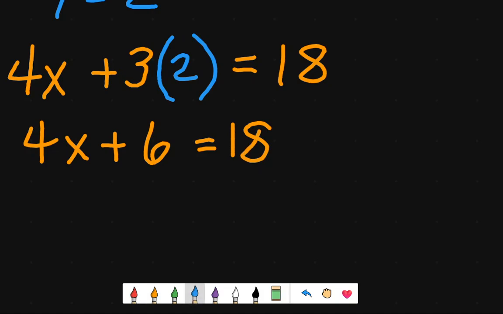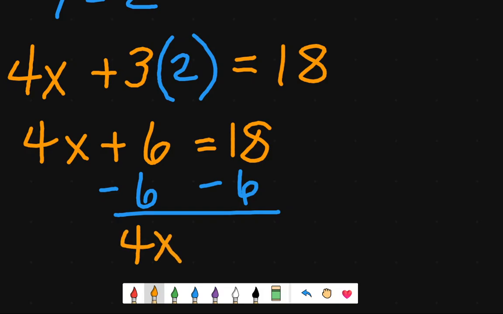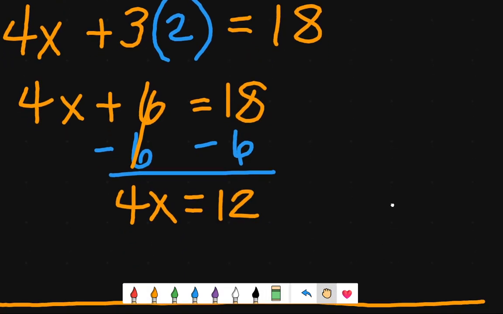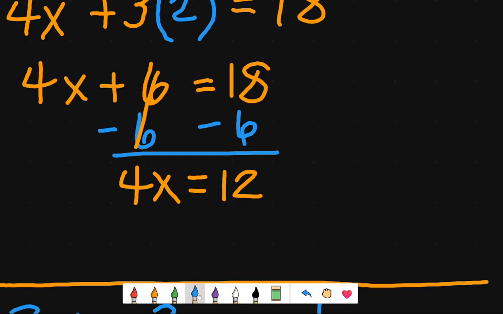The next step is to subtract 6 from both sides. And then we're left with 4x is equal to 12. These two 6's are going to cancel out each other. The next step is to solve for x. Since we're multiplying 4 times x, we have to use the inverse operation, which is division. The inverse operation of multiplication is division. So divide both sides of the equation by 4, and we're going to be left with x is equal to 3.